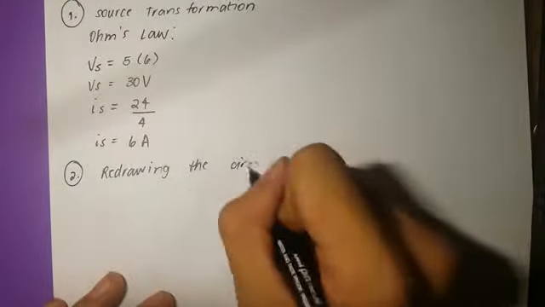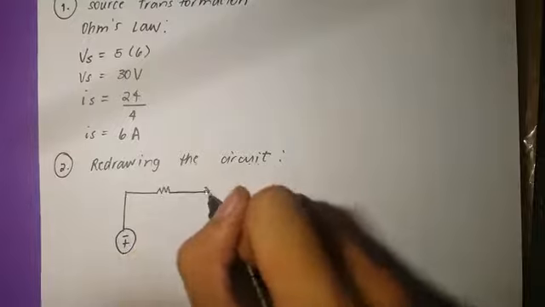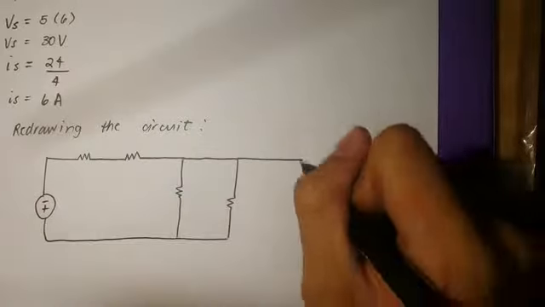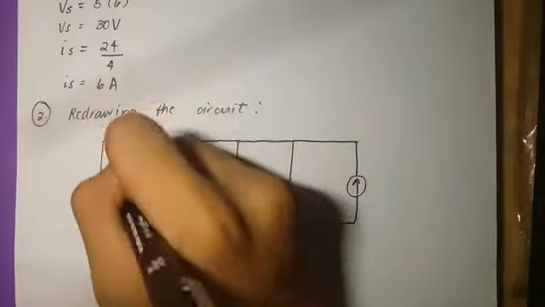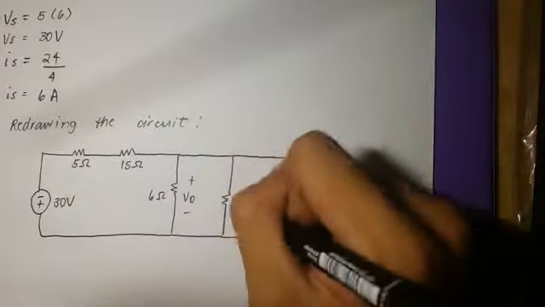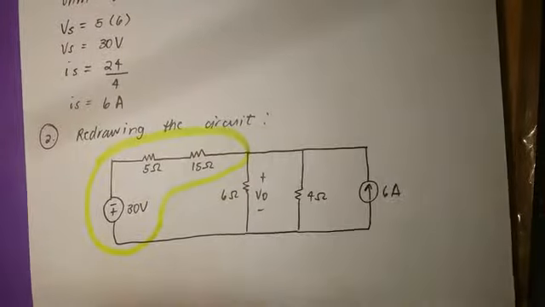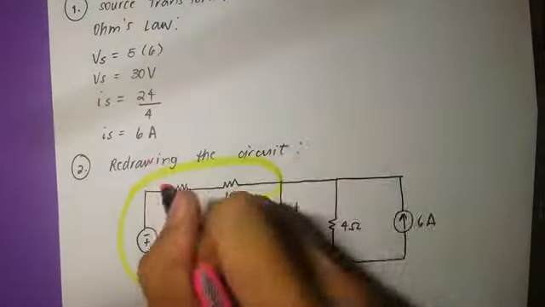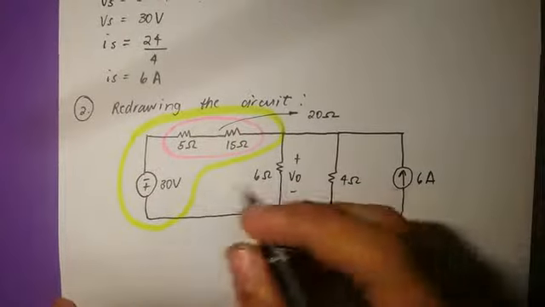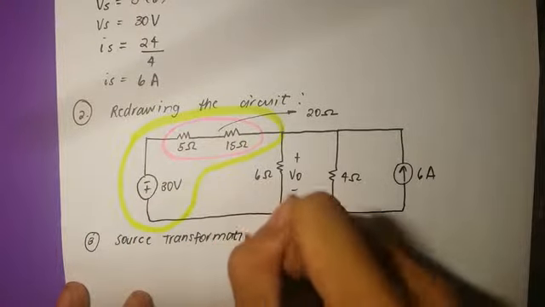We're going to redraw the circuit here. I got the minus plus here, the resistance, another resistance, and then another resistance here, and finally the current source: 30 volts, the 5 ohms, the 15 ohms, 6 in VO, 4 ohms, and the 6 amperes. This part satisfies the condition for source transformation, but we can see that these two resistances can be added, so it is equivalent to 20 ohms.